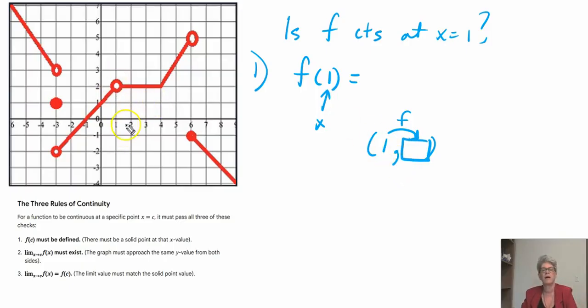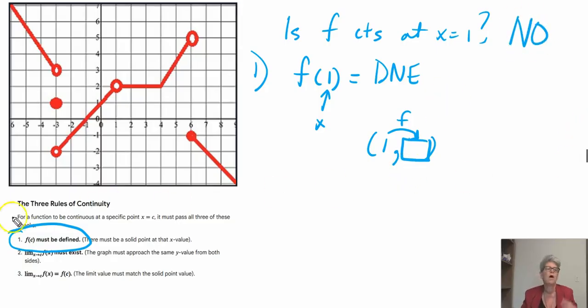But when I look at this graph, 1 is not in the domain. There is no point with an x-coordinate of 1. So this does not exist because 1 is not in the domain. There doesn't exist a point with x-coordinate 1. So it breaks rule 1, and so automatically I can say the answer is no. It is not continuous. It breaks the first rule. All 3 of those rules have to hold.